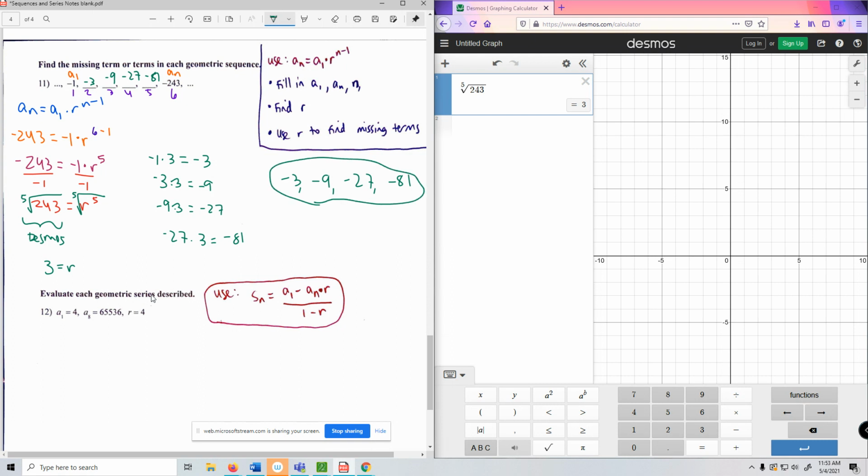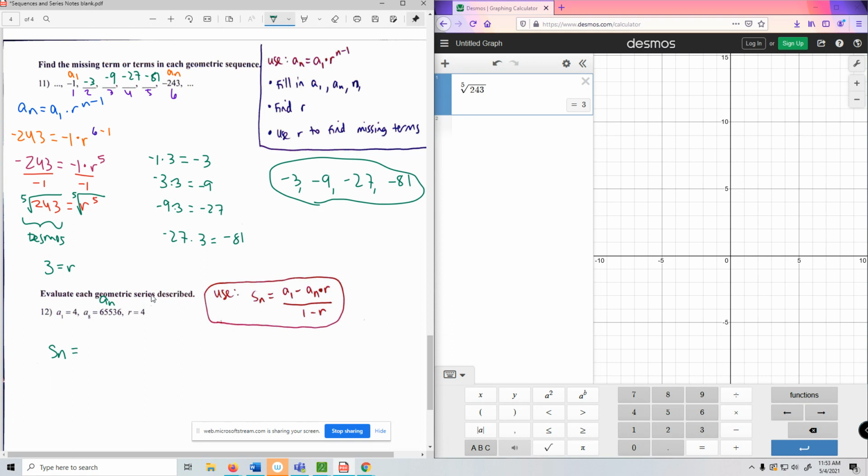All right, very last problem. This is asking us to evaluate the series, which means find Sn. And it's a slightly different formula than before because we're dealing with geometric instead of arithmetic. A1, they've straight up given us. An is going to be the A whatever else. So this A8 is the same as An, and then R is 4.